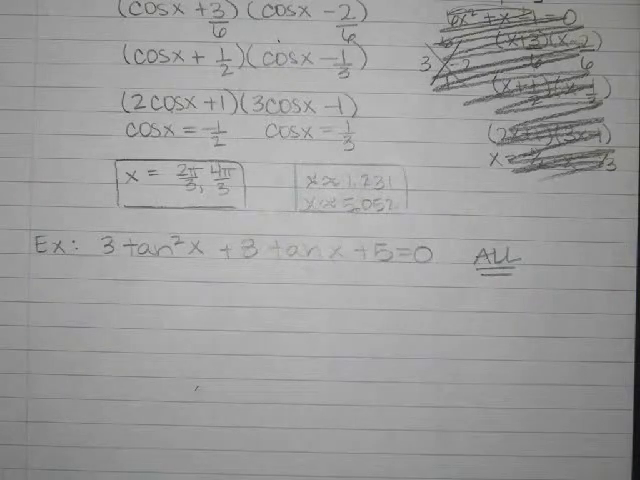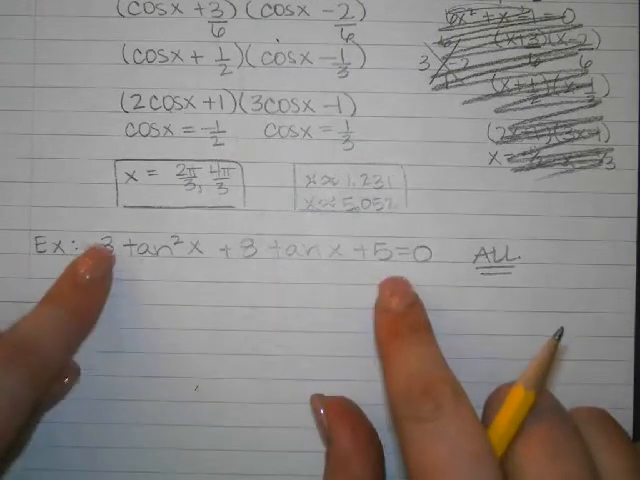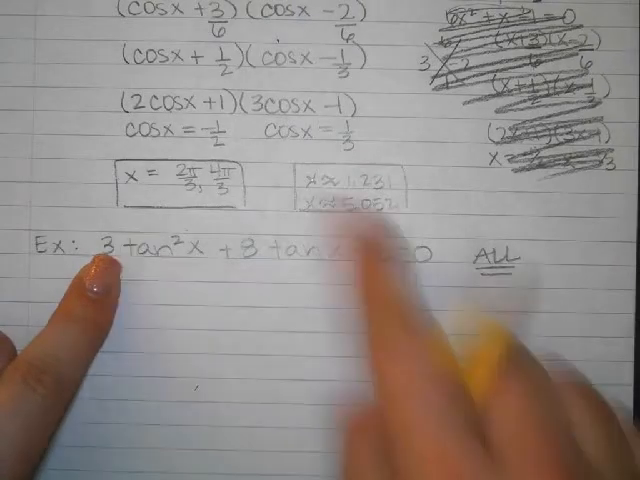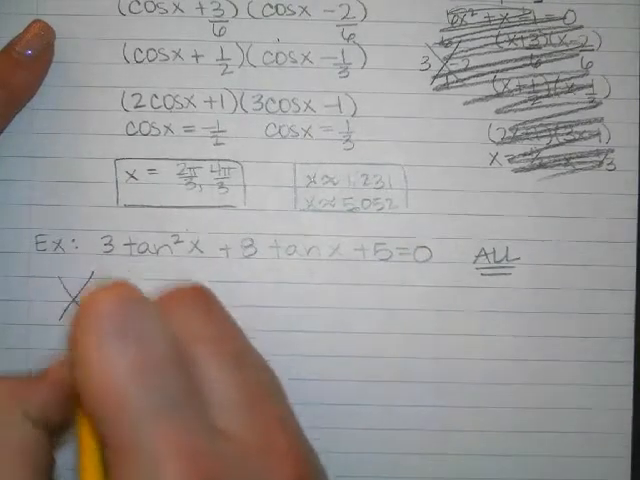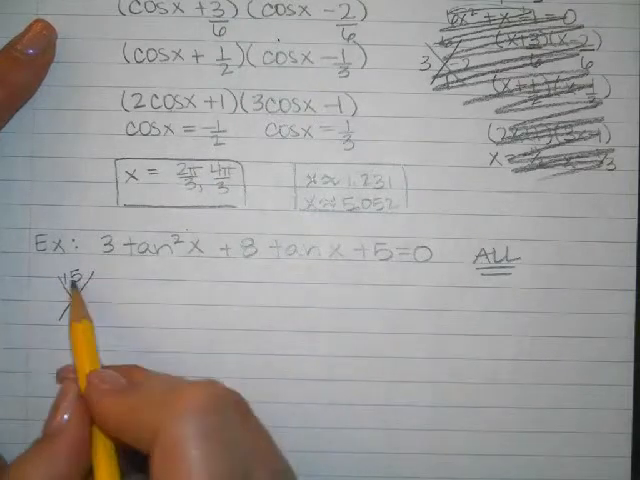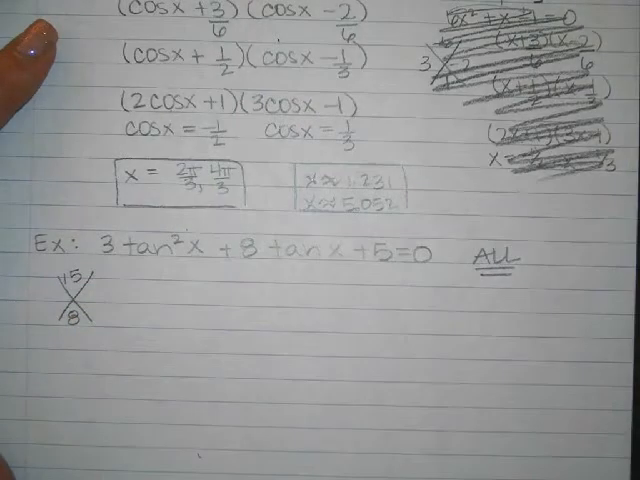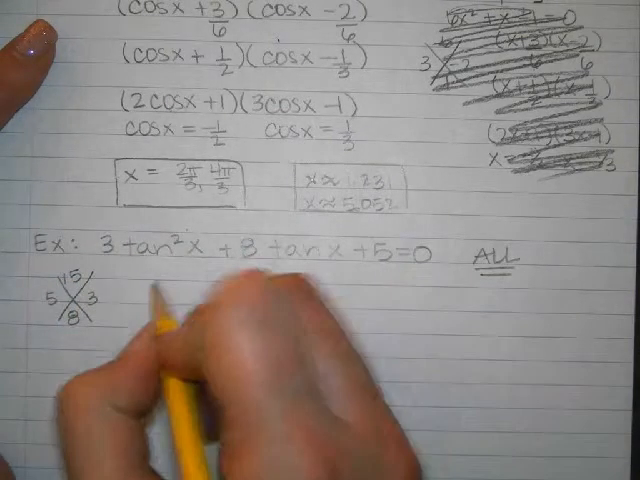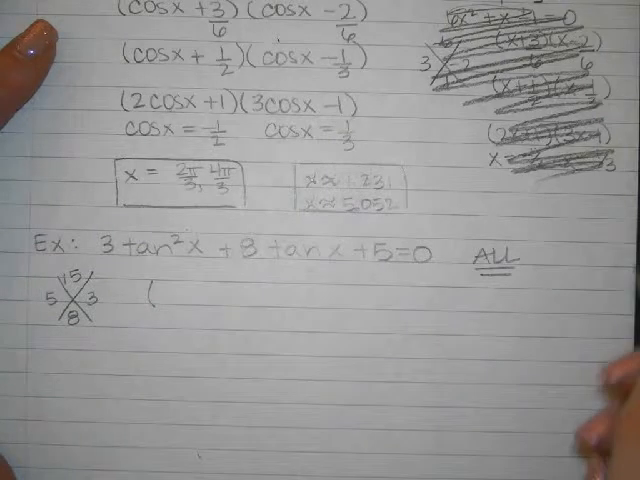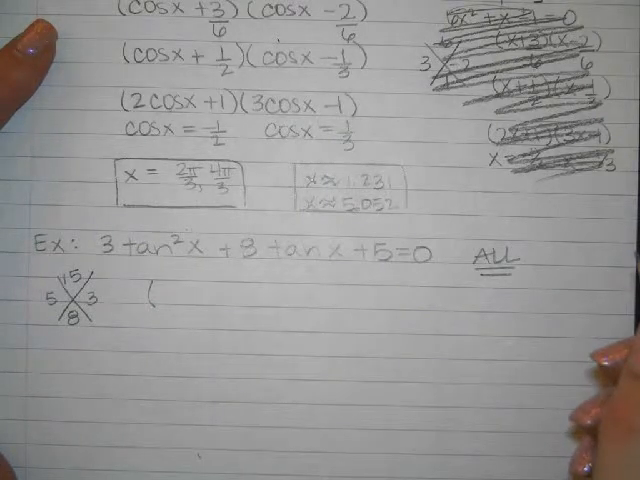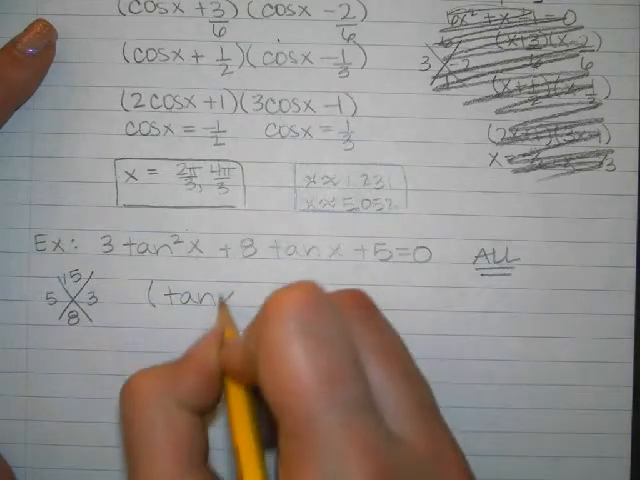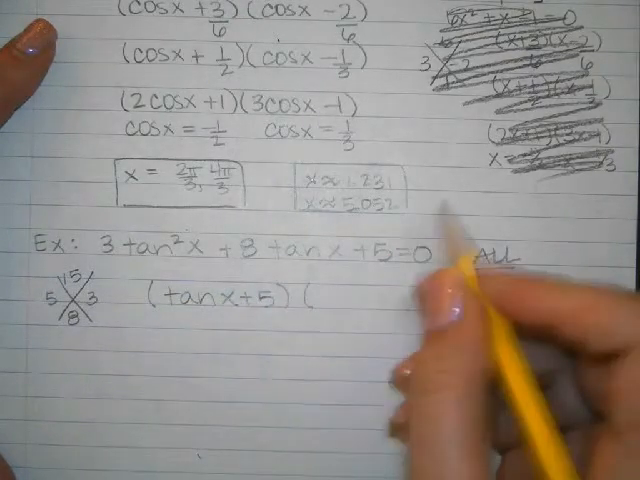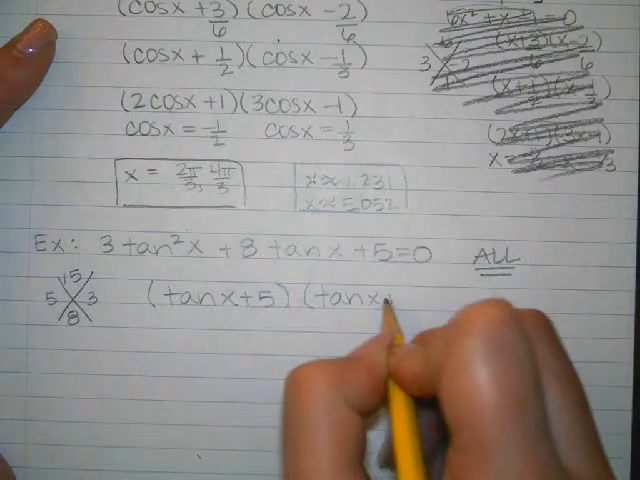Yeah? Okay. So what type of factoring problem is this? Slide divide, okay? So we're going to say 3 multiplied by 5 is 15. So we're looking for two numbers that multiply to 15 but add to 8. 5 and 3. So in our parentheses, what should we be writing? Tan x plus 5 and tan x plus 3, okay?